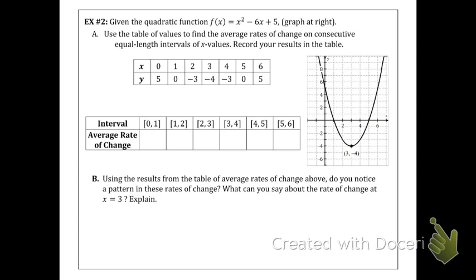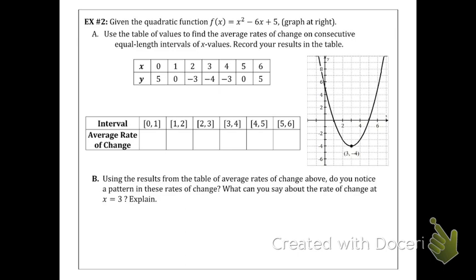All right, example 2. It says, given the quadratic function, f of x equals x squared minus 6x plus 5. Graph at the right says use the table of values to find the average rates of change on consecutive equal length intervals of x values. Record your results in the table.